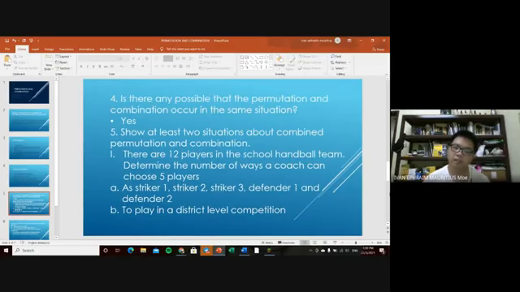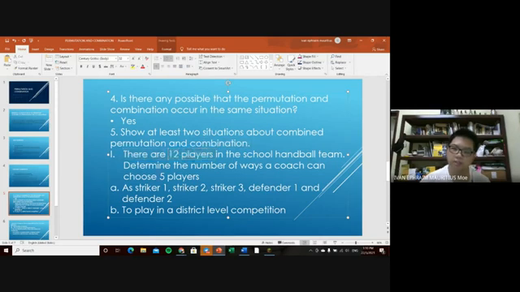So you might ask, is there any possibility that permutation and combination can occur in the same situation? Yes. Two situations show both permutation and combination. The first one: there are 12 players in the school handball team. Determine the number of ways a coach can choose 5 players as striker 1, striker 2, striker 3, defender 1, and defender 2. Okay, so you can see here of 12 players, so your n is equal to 12.